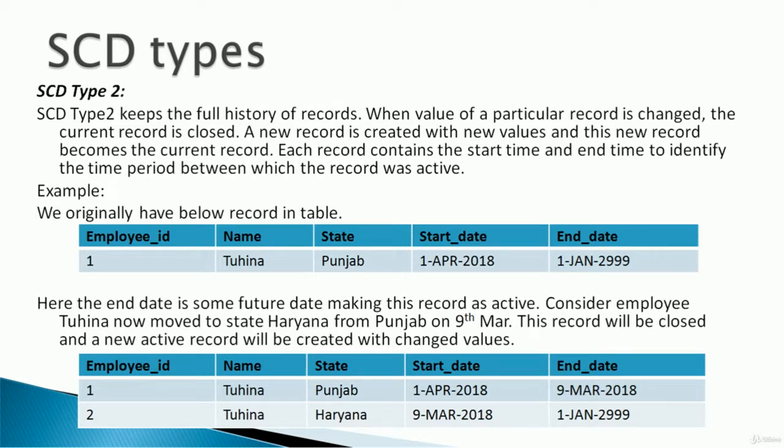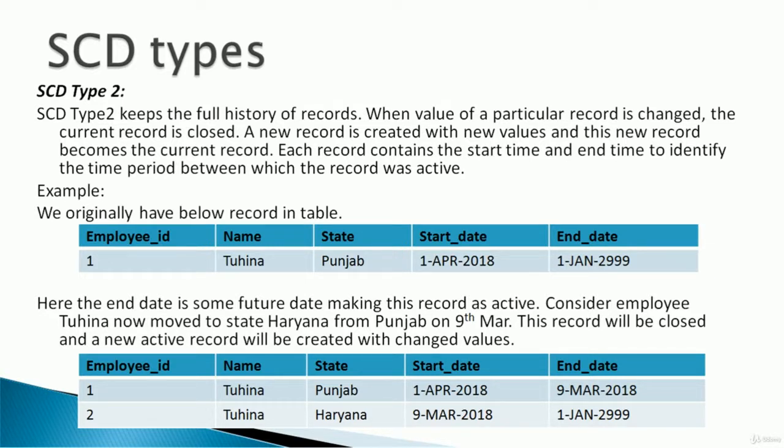So what we do is we deactivate the original record, but it remains in the table, and we create a new record with the current state. Each record contains the start time and end time to identify the time period between which the record was active. So this table would have the start date and end date, which will define which is the current record and which were the previous records.